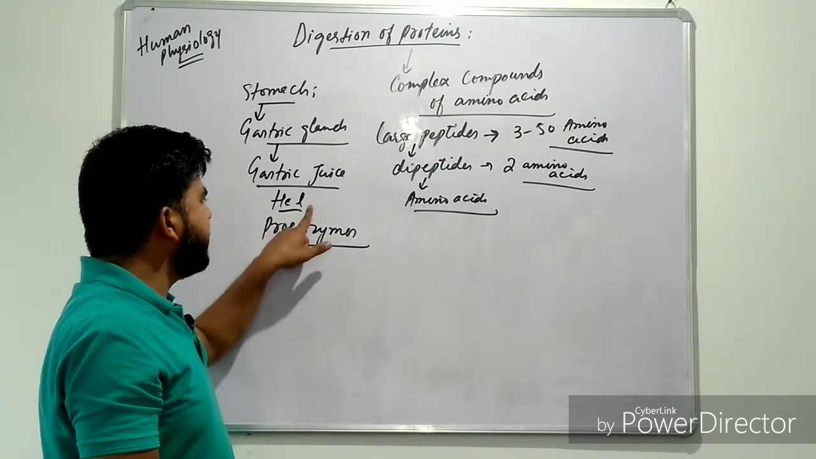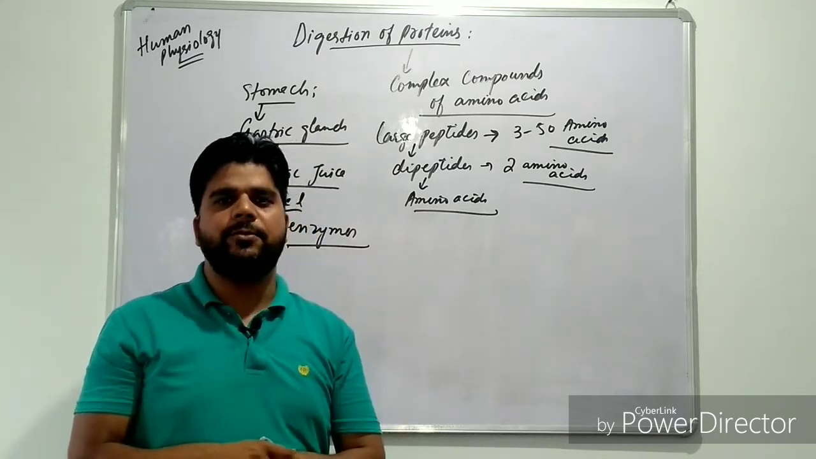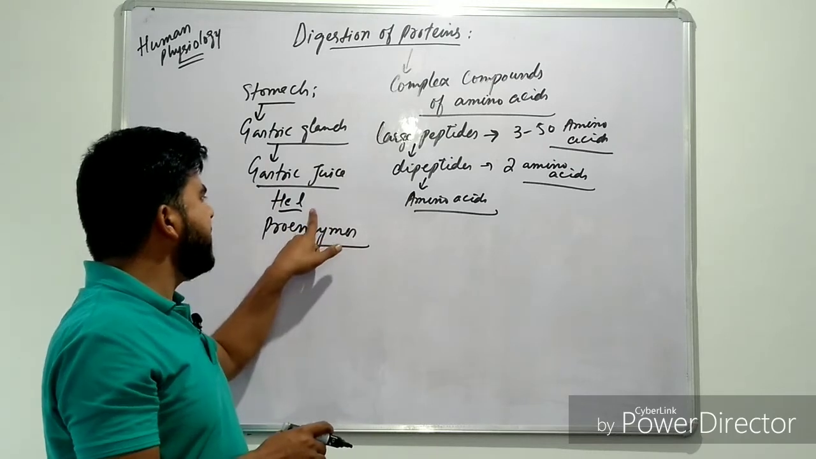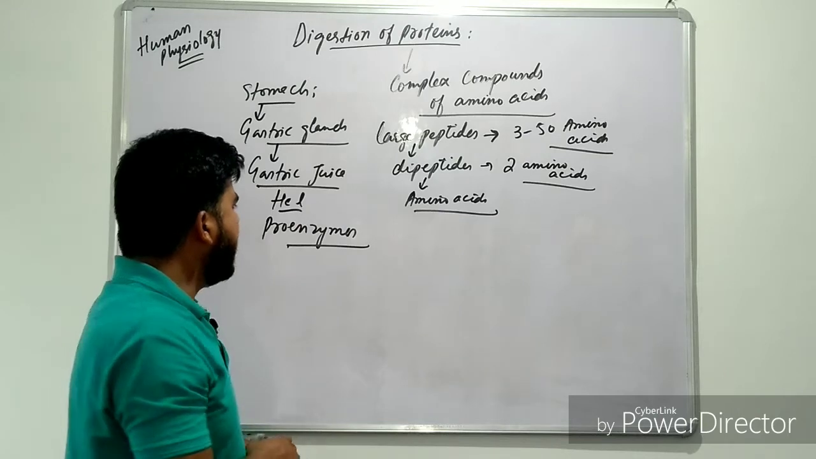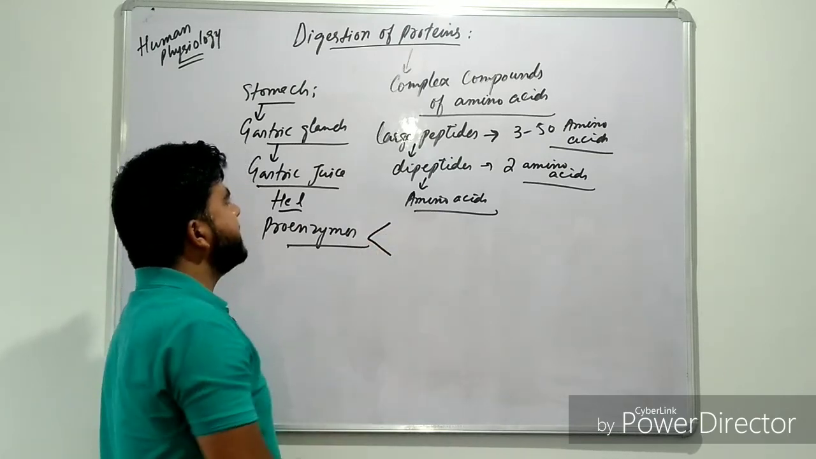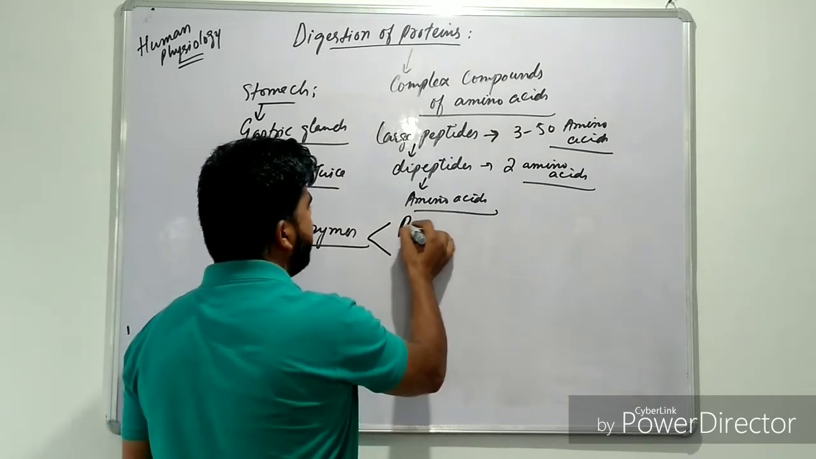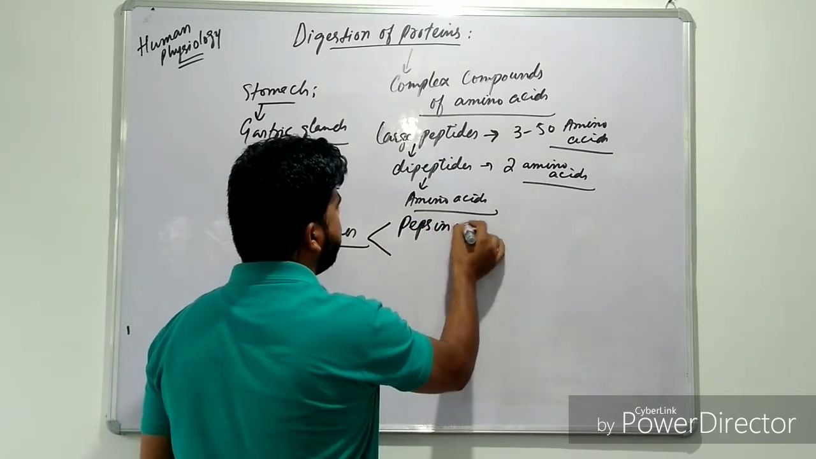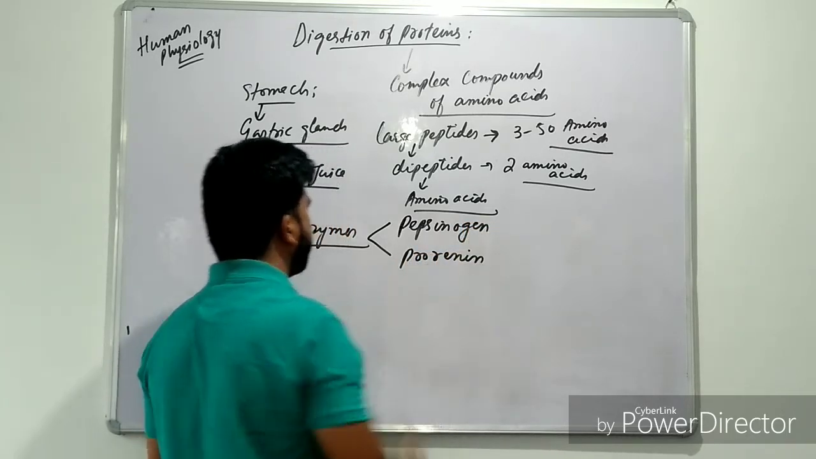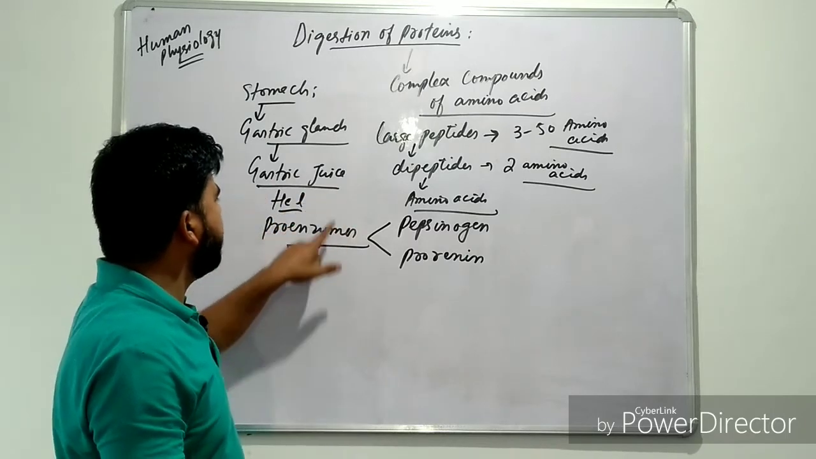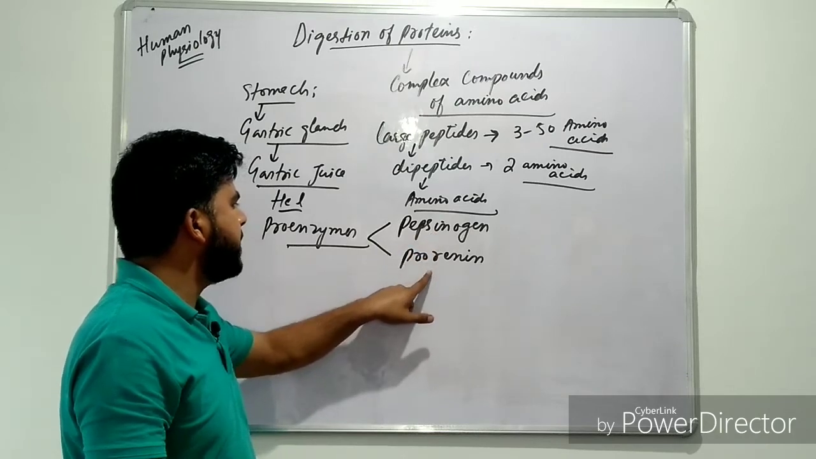And what is the function of HCl? If there are certain microbes present in the food, this acidic medium, this hydrochloric acid, is going to kill those microbes. And what are the proenzymes present in the gastric juice of the stomach? There are 2 types of proenzymes. First one is pepsinogen, and second one is prorenin. So we have got 2 types of proenzymes in the gastric juice of the stomach, pepsinogen and prorenin.